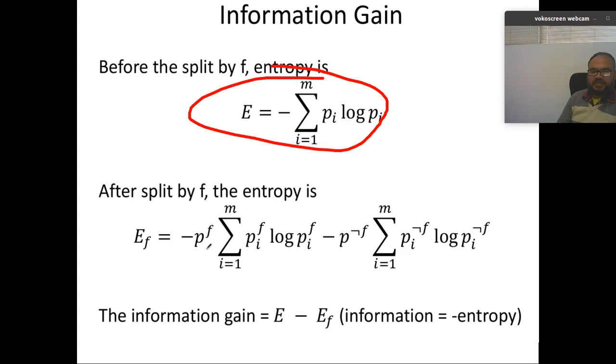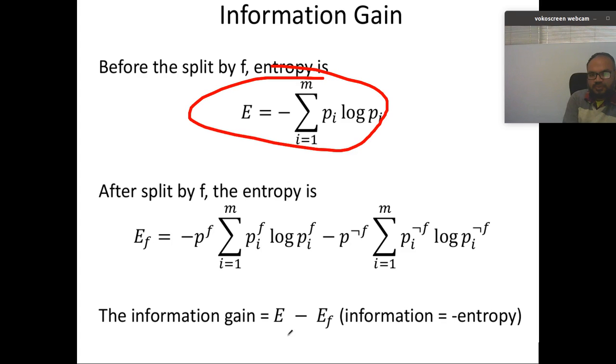we calculate the entropy based on the fractions of samples belonging to i having feature f and the fractions of samples belonging to i not having feature f. So this is called the entropy after the split. So if there is a change in the entropy after the split, if the new entropy after the split is less than the previous entropy, we would get some information gain.